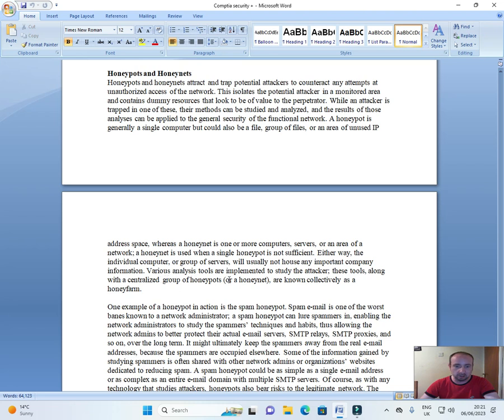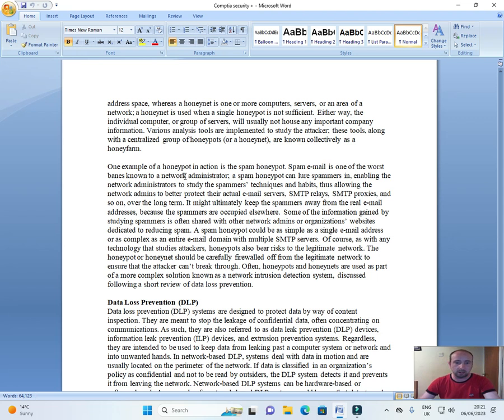Various analysis tools are implemented to study the attacker. These tools, along with a centralized group of honeypots or honeynet, are known collectively as a honey farm. One example of a honeypot is the spam honeypot. Spam email is one of the worst banes known to a network administrator. A spam honeypot can lure spammers in, enabling the network administrators to study the spammers' techniques and habits, thus allowing the network admins to better protect their email servers, SMTP relays, SMTP proxies, and so on.